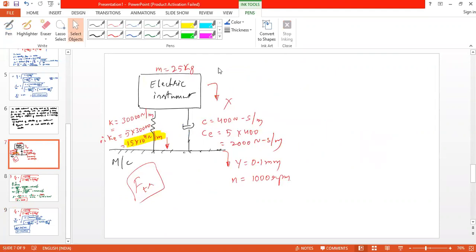Here the support is having a displacement of 1 mm, so the instrument will have a displacement of 0.105 mm. Okay.